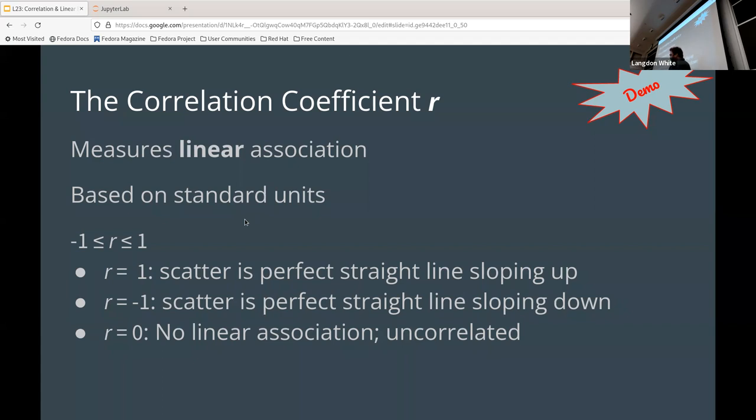Same with negative one, except reversed. This is a 45 degree angle going down, okay? That's what we mean by a perfect straight line. In the positive case, it's going up and to the right. In the negative case, it's going down to the right. And then if you get a zero, that's just uncorrelated. Now I'm going to show you some graphs with examples of these, so you can see some pictures of them.